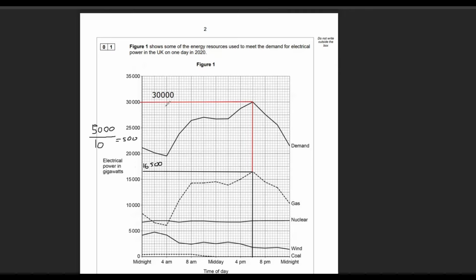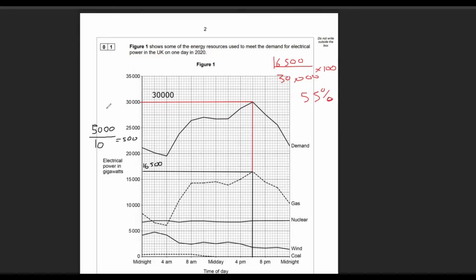So what we need to do is this little sum, which hopefully you can work out. 16,500 divided by 30,000, and then what we want to do is times 100, and that is going to give us our percent. Let me get my calculator on. 16,500 divided by 30,000 times 100. This is 55%, folks. So if you got that, you get 3 lovely marks.